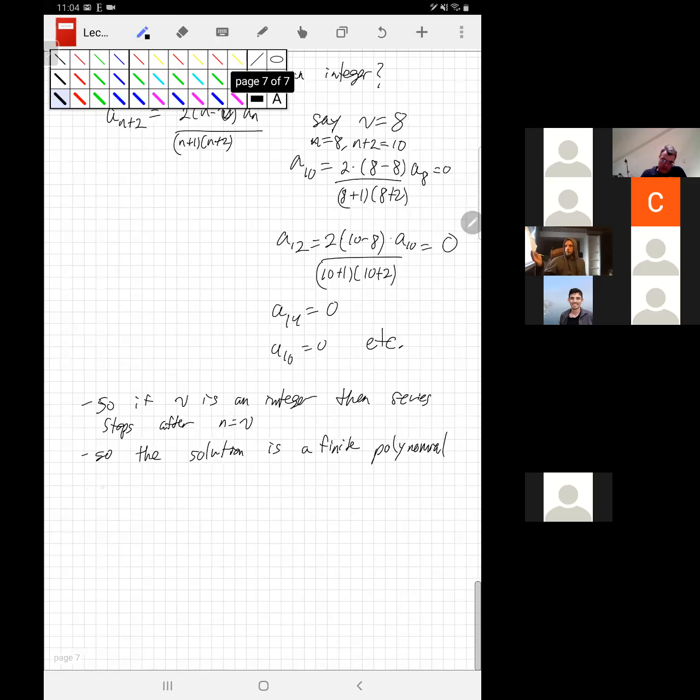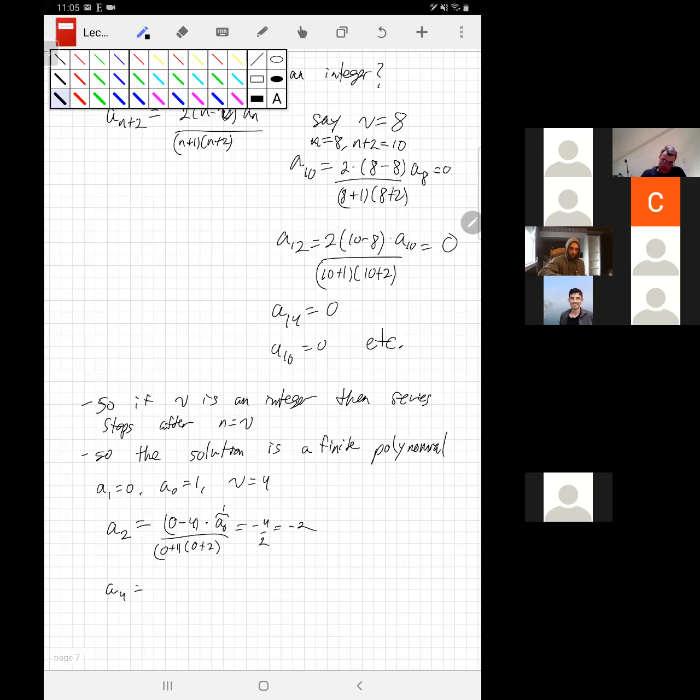So let's just do this. Let's say that A1 equals 0 and A0 equals 1 and nu equals 4, okay? So A2 will be 0 minus 4 times A0, which is 1, over 0 plus 1 times 0 plus 2, which would be negative 4 over 2, which would be negative 2.